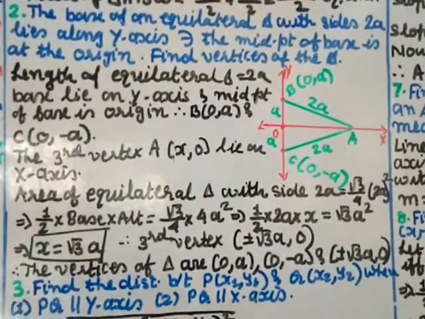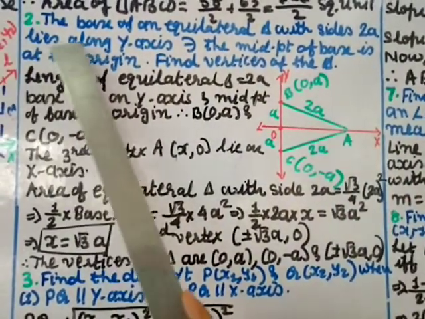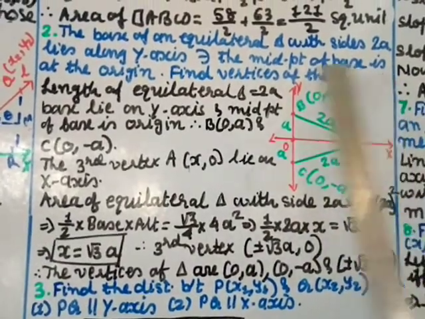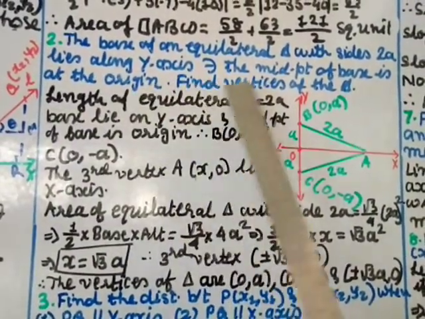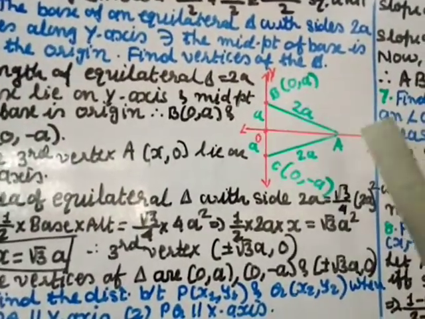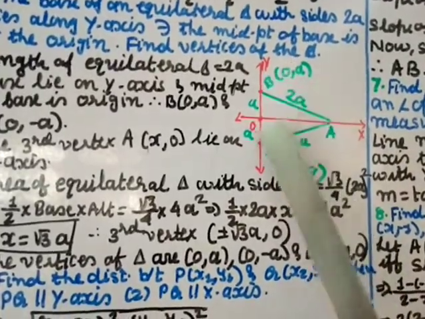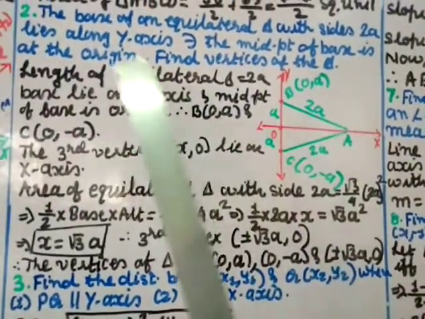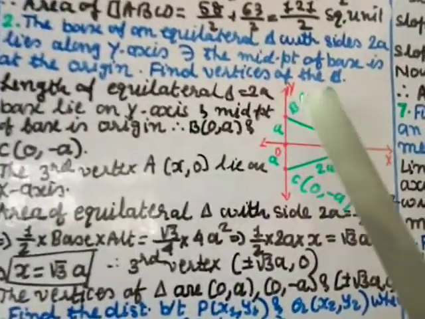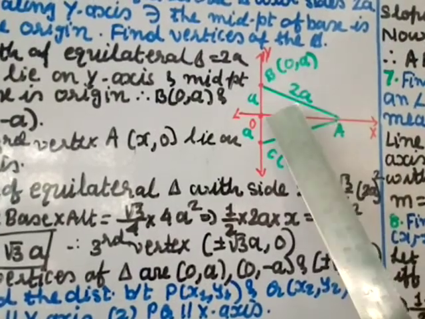Question number 2. The base of an equilateral triangle with sides 2a lies along the y-axis such that the midpoint of the base is at the origin. Find the vertices of the triangle. So you are given an equilateral triangle of sides 2a. Okay, so this is 2a, this is 2a, and this is 2a. And they have said that the base is on the y-axis. Okay, so this is my base, it is on the y-axis, and the midpoint of this base is at the origin.